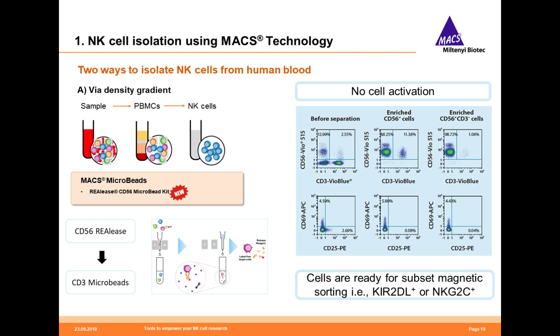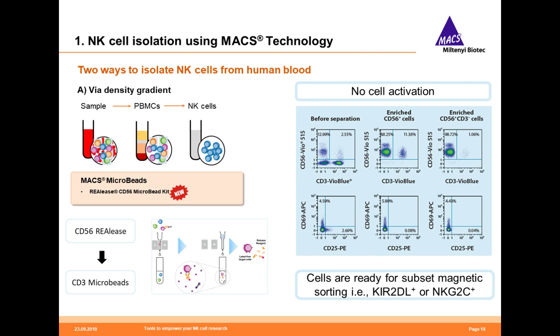In this case, from PBMCs, you can use a positive isolation, so CD56, and then if you want to, you can get rid of the microbead and also the antibody attached to the cell. That means that you can use the cell for another magnetic separation. And what is important here, because I have heard a lot of fears regarding using positive isolation, you don't have to worry about cell activation.